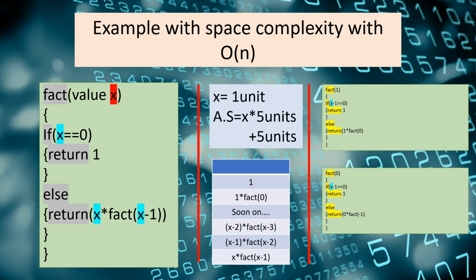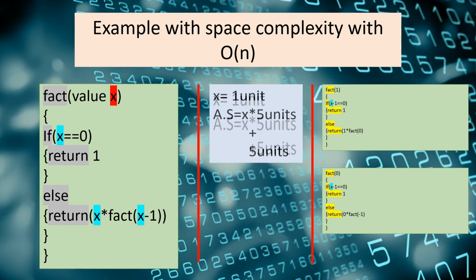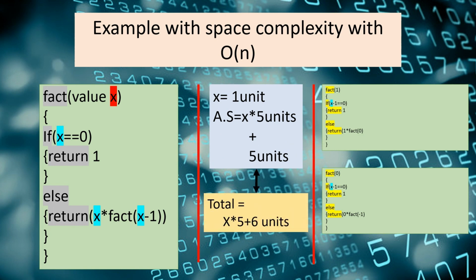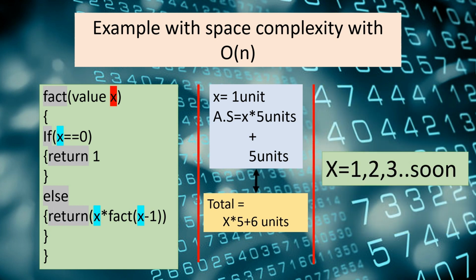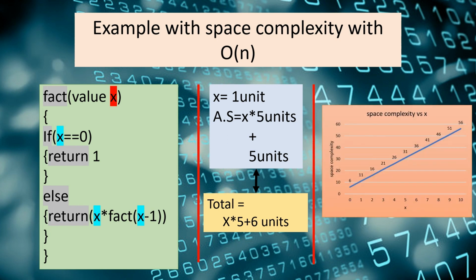In the final step, the function is terminated, and before terminating, all the values are calculated. Now we can see that total space required equals x into 5 plus 6 units. Here we can see that as the x value increases by 1, 2, 3 and so on, the space complexity of the program is also going to increase. And the nature of the graph plotted is a linear line.